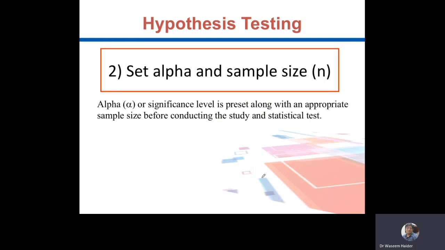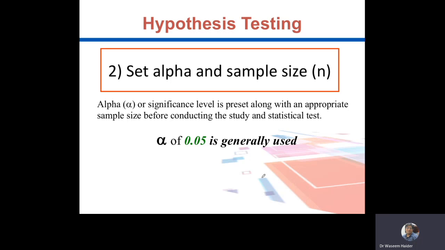Number 2, we set alpha and decide the sample size. We already covered this sample size formula. Alpha in most of the cases is set at 0.05. Alpha, or significance level, is set with an appropriate sample size before conducting the study. We said alpha of 0.05 is generally used.